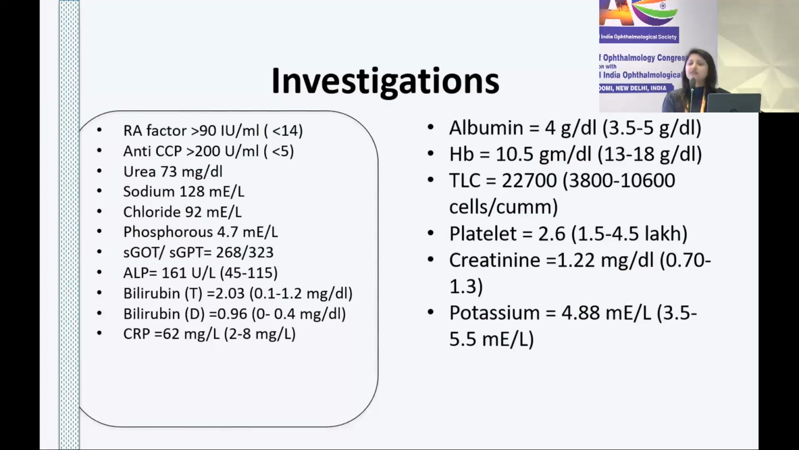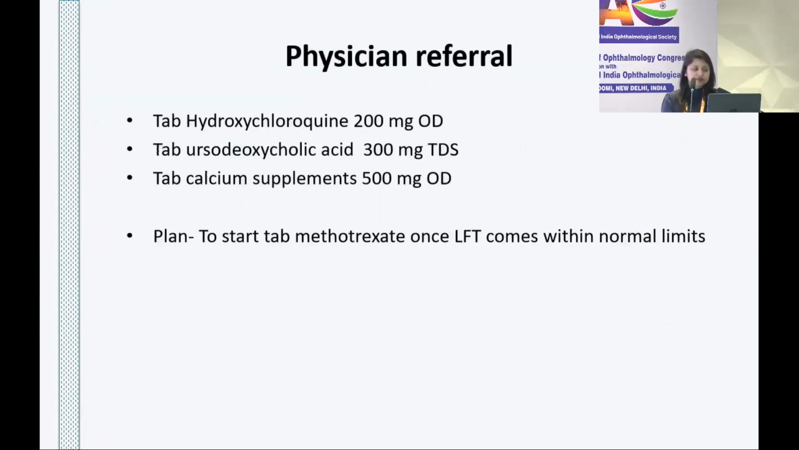So all his investigations were off the charts. His LFT, KFT, RA factor, anti-CCP, everything was abnormal, both ESR and CRP as well. So these had to be normalized before we could take him up for any procedure or give him IVMP. So we did a physician referral who started him on hydroxychloroquine and supplements along with it, and we were waiting for the LFT to get normalized before we could start methotrexate.